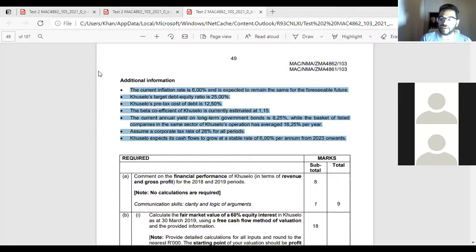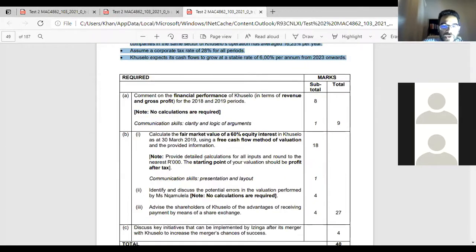Okay, so just looking at it, you might be able to spot the errors. Okay, so let's jump straight into it. I just want to read the required with you quickly, because there's some important information in the required. So we're going to deal with this 18 marker B1, okay? We're not going to deal with the rest. So with B1, it says, calculate the fair market value of a 60% interest. So take note, we want 60% interest.